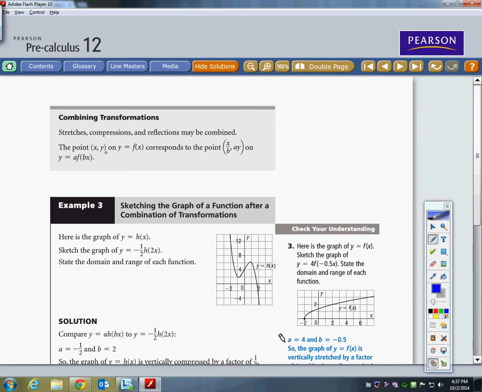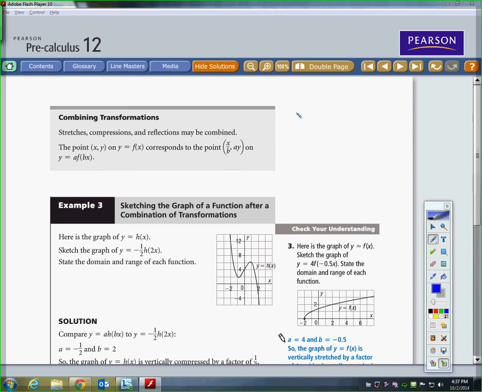So here, if you're going to combine the vertical and the horizontal, starting with x comma y, and now we have an A and a B. A doesn't have to be 1, it can be anything, and B doesn't have to be 1, it can be anything. So here's what happens. Your x value gets multiplied by the reciprocal of B. If the original is y equals f of x, our image is y equals A times f of b times x.